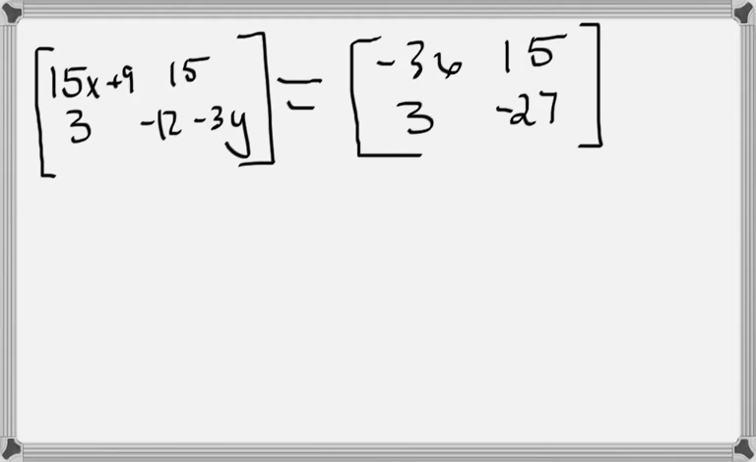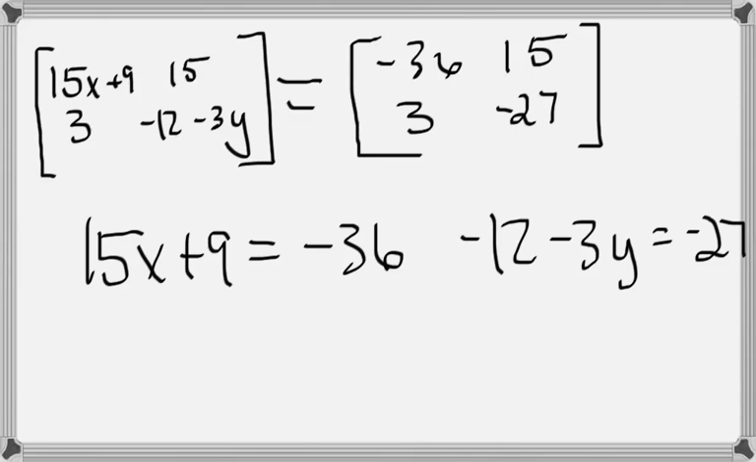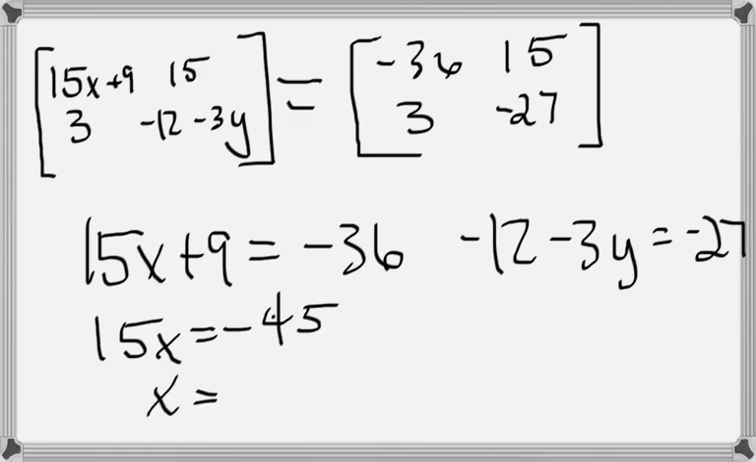Yeah, I don't need an x and I don't need a y. I don't need things that don't have x or y. So this is what we're going to do. 15x plus 9 equals negative 36, and negative 12 minus 3y equals negative 27. If I solve these, you're going to get 15x equals negative 45. So x will be negative 3.